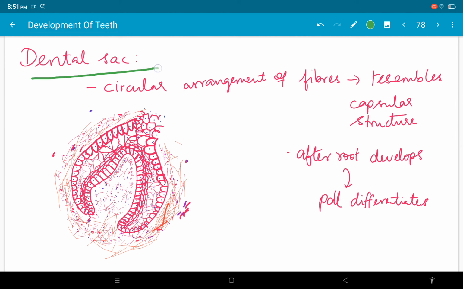And the dental sac. A circular arrangement of fibers is seen here in the dental sac. It will be your future PDL, periodontal ligament, once the root starts forming. So till now there is a circular arrangement of fibers. After the root develops, you will have the PDL forming.